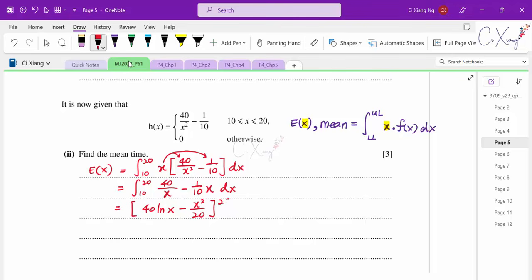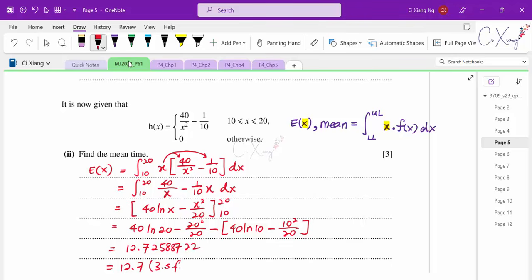And I have to substitute in the limits 20 and 10. Therefore, if I substitute the limits inside, I'm having 20 squared divided by 20, then minus 40 ln 10, minus 10 squared divided by 20. And again, if we press the calculator for the value, we should get a long answer, which is 12.72588722, and then we are having 12.7 as a final answer, correct to 3 significant figures.